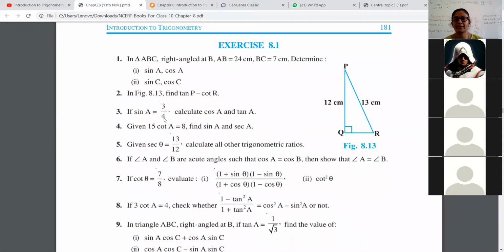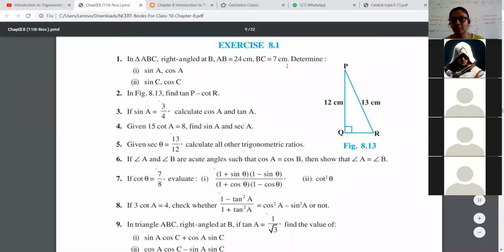So look at your page number 181. For those who don't have the textbook, I've opened the page here now. Those who have the textbook, it will be very easy. Take your page number 181, exercise 8.1. The first one at least we shall try.